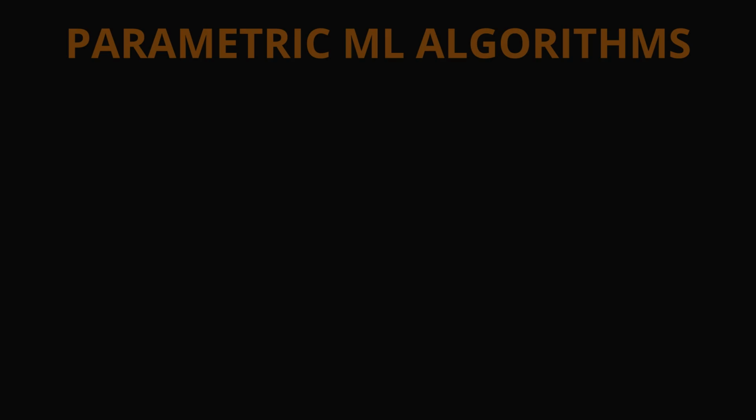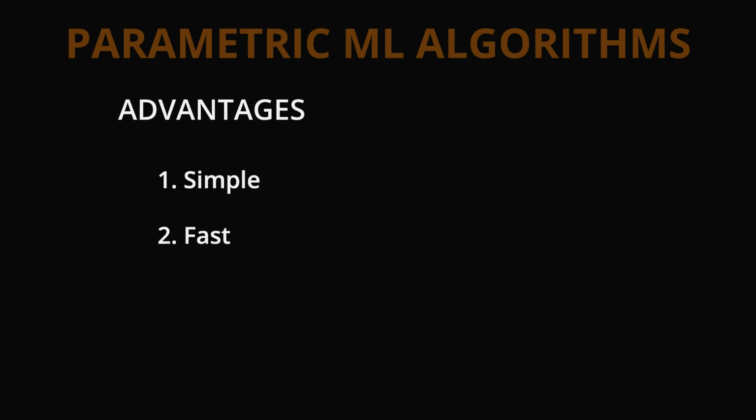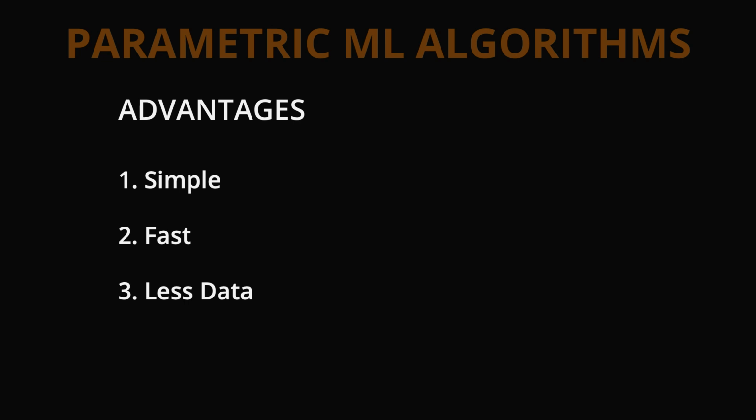Well, it's not all bad. Parametric machine learning algorithms also have certain advantages. Let's get into that. Parametric machine learning algorithms are simple. They're easy to understand and you can interpret the results very easily. Speed. Parametric machine learning algorithms are fast. They train really fast, and that's one of the advantages. Third, parametric machine learning algorithms do not require much data. They can be trained easily on less data as well.